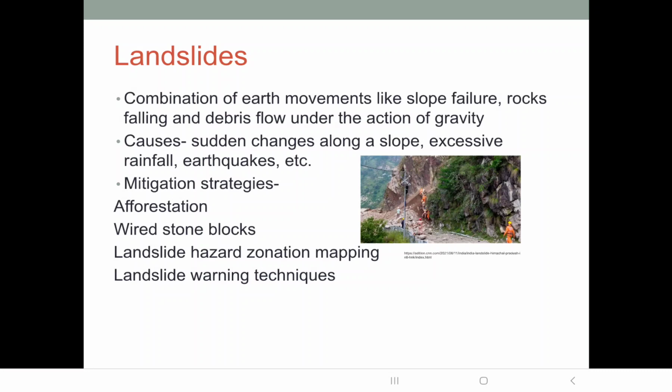Okay, so there is a scientific process. What happens is that, see, when gravitational and other types of shear stresses along that slope exceed the shear strength of the materials forming that slope, okay, so when the stress along the slope increases beyond the strength of the materials that form the slope, in that case landslides occur. Okay, so what are the causes of landslides?